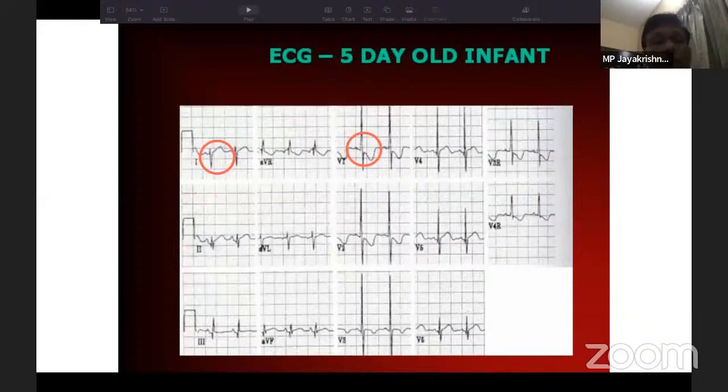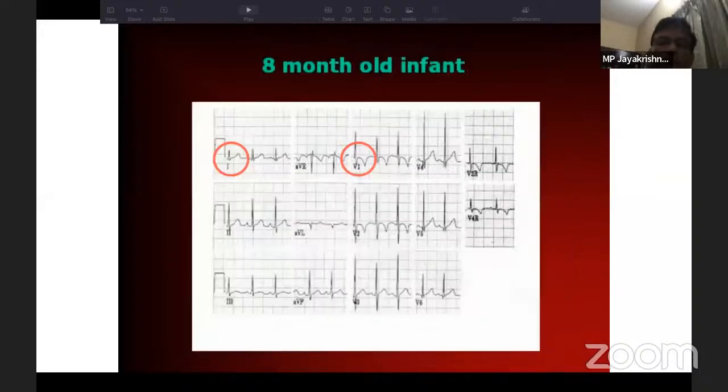Negative in lead 1 means what? I told you lead 1 is a left-sided lead. Predominantly negative means it's a rightward force that is there. And in V1, as you can see here, in the QRS complex, R is the predominant wave. A tall R wave is there and a short S wave. And you can see the inverted T wave also there in V1.